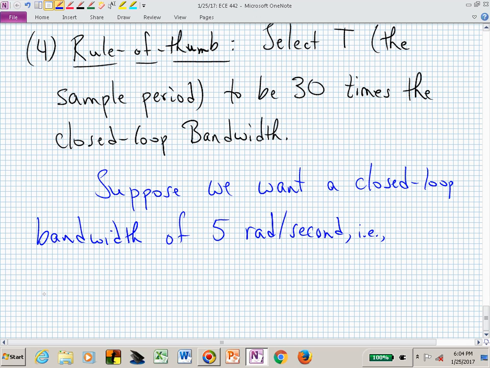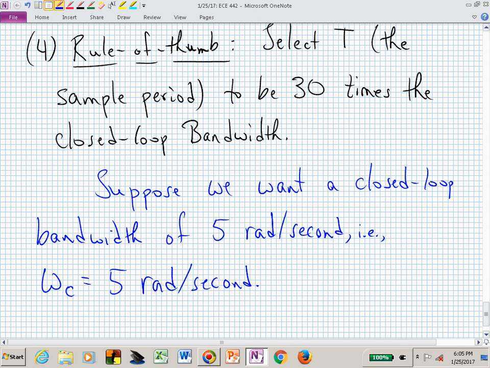What I'm saying there is this is now what we have been calling omega sub c. Omega sub c, our closed loop bandwidth, is 5 radians per second. And if we're not used to thinking of radians, which are these 57 degrees, we're doing 5 of those every second. We're used to thinking maybe in hertz. How fast is this in terms of our closed loop bandwidth in cycles per second?